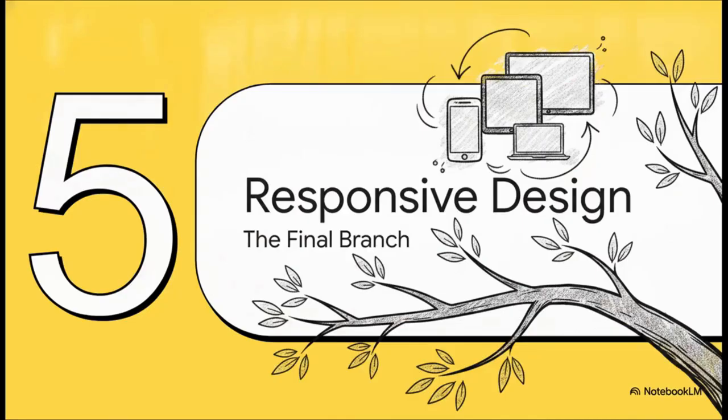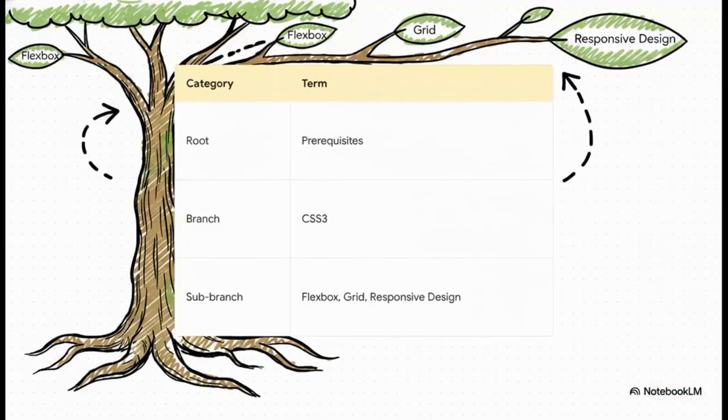The responsive design factor, the final branch. Now, what's really interesting about how this is all laid out is how clear the structural relationships become when we categorize the elements. Responsive design serves as the terminal branch, literally the final leaf on this specific tree. It relies entirely on the structural groundwork of the root, the CSS3 branch, and those Flexbox and Grid sub-branches that preceded it. It's the capstone that holds the layout logic together.